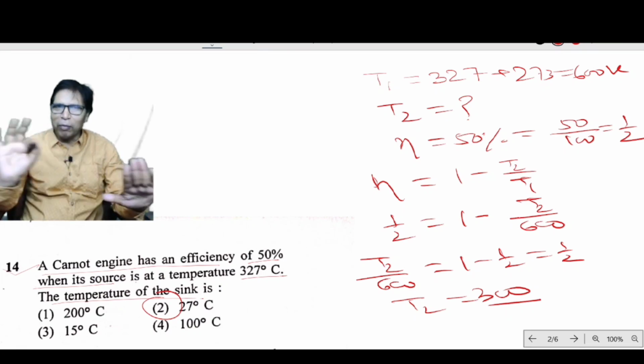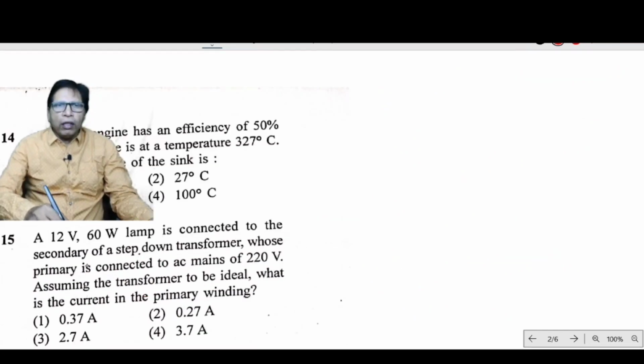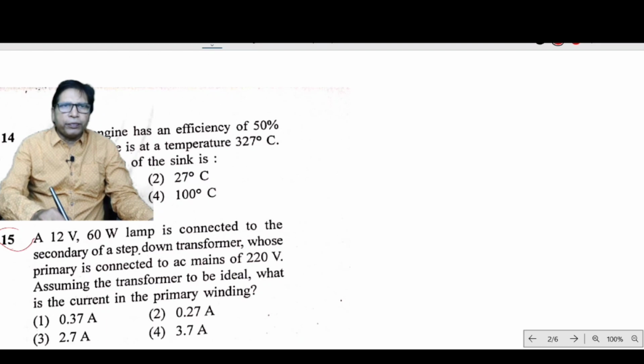Okay, no problem. Next. Now question number 14. A 12-volt 60-watt lamp is connected to the secondary of a step-down transformer whose primary is connected to a mains of 220 volt, assuming the transformer to be ideal.